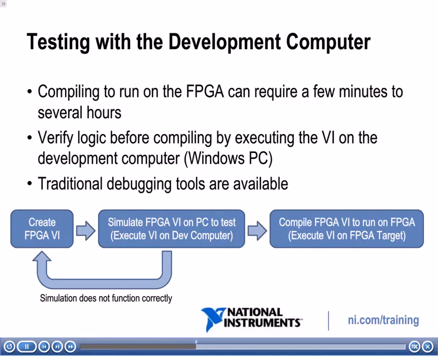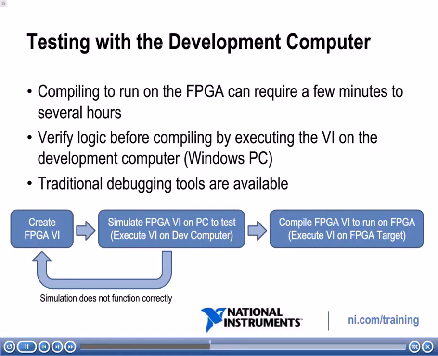This way you can make sure that the logic for your VI is correct. If you look at the development flow shown at the bottom here, notice that you'll create your FPGA VI. Once you think you're done with it, then simulate that FPGA VI on your PC to test it. That way you can use all your debugging tools. You can use highlight execution, probes, and single stepping, and debug your VI and make sure everything looks correct in your simulation before you decide to compile it.